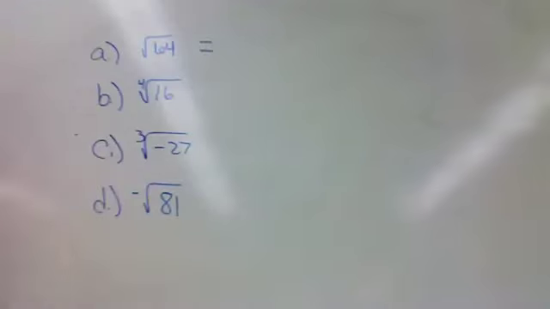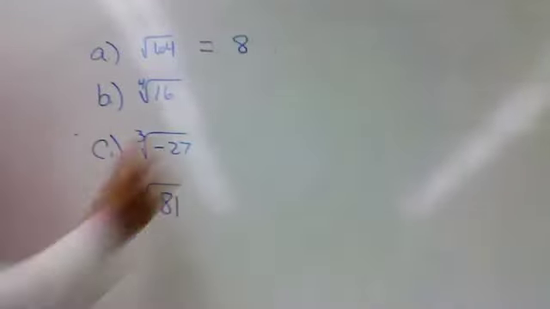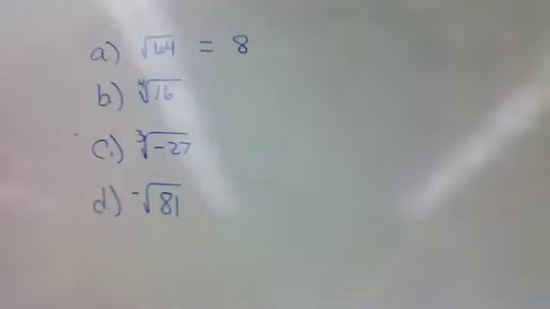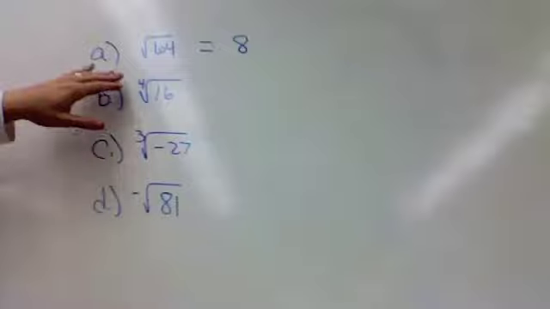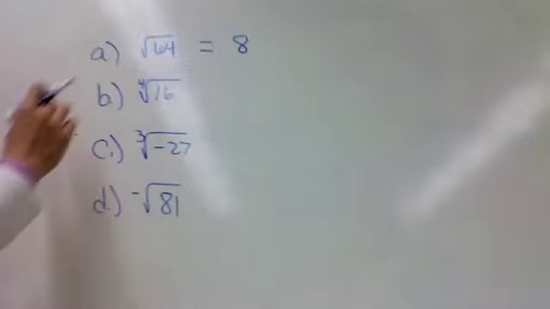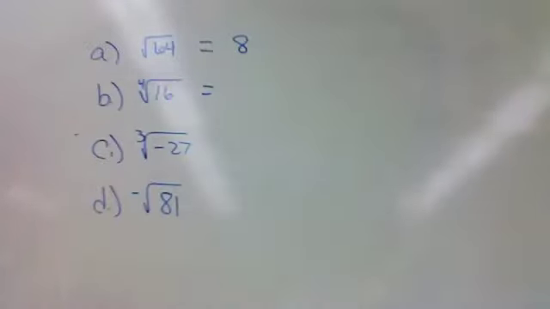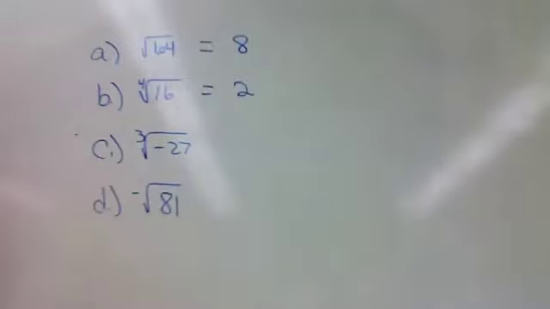So if we go through our multiplication facts, we know that 8 times 8 is 64. And so the square root of 64 is 8. Now, for letter B here, we're looking for what the fourth root of 16 is going to be. So we're looking for what number multiplied by itself 4 times is going to give us 16. If you think clearly, 4 times 4 is 16, so we can't do that. But 2 times 2 is 4, 4 times 2 is 8, and 8 times 2 is 16. So the fourth root of 16 is going to be 2.